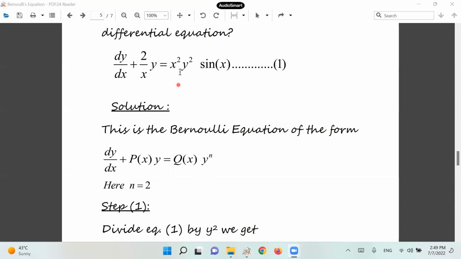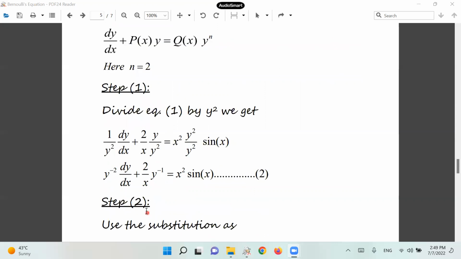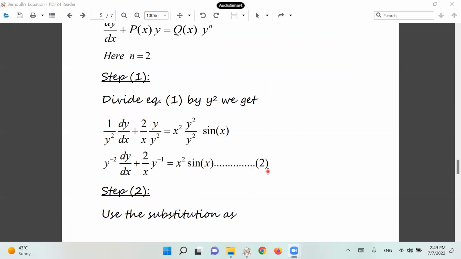by y square. So whatever is here, we will divide all of the equation by y square. So here also y square, and divide by y square. So y square will be cancelled out with y square, and this also will be y to the power minus 1, and this becomes y to the power minus 2 dy by dx. So we will get equation number 2.